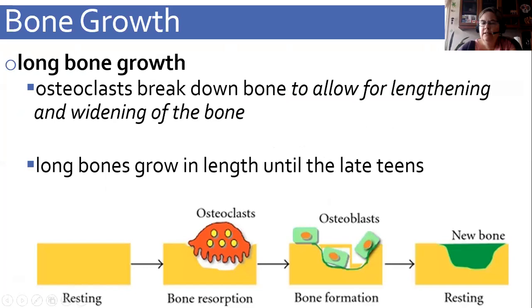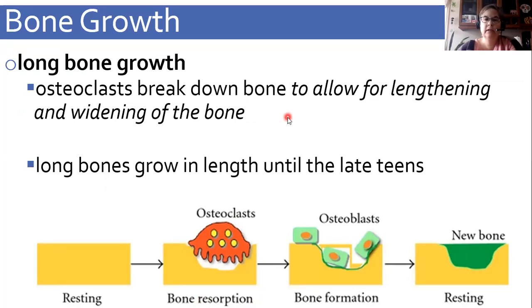We want to remember that the osteoclasts are responsible for breaking down bone. That's its own special word called bone resorption. Some places call it bone absorption. The fancy word is resorption, but basically it means the breaking down of bone. This is done by the osteoclasts releasing enzymes and acids in order to break down the bone. So osteoclasts break down bone, allowing the bone to lengthen and widen so the individual can grow.